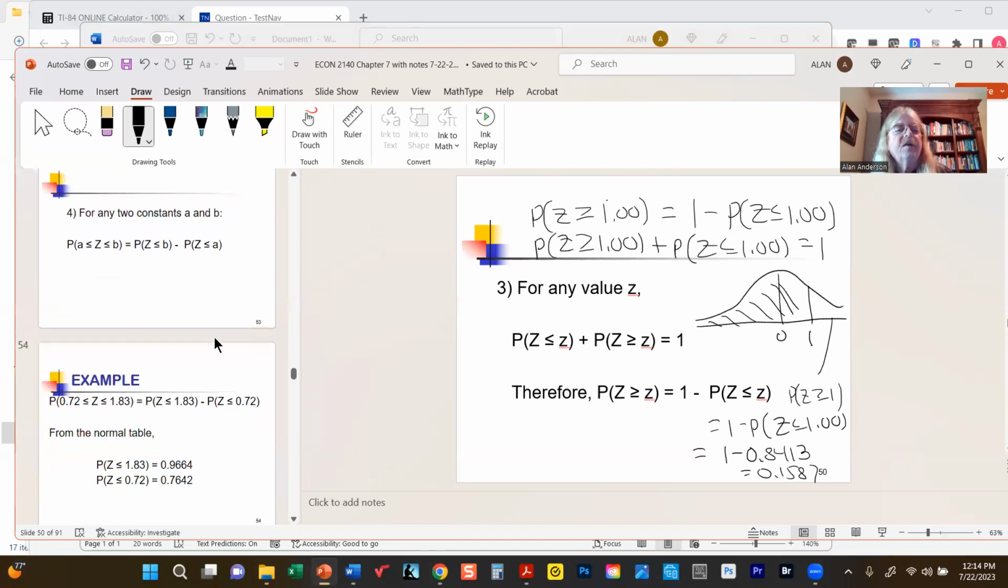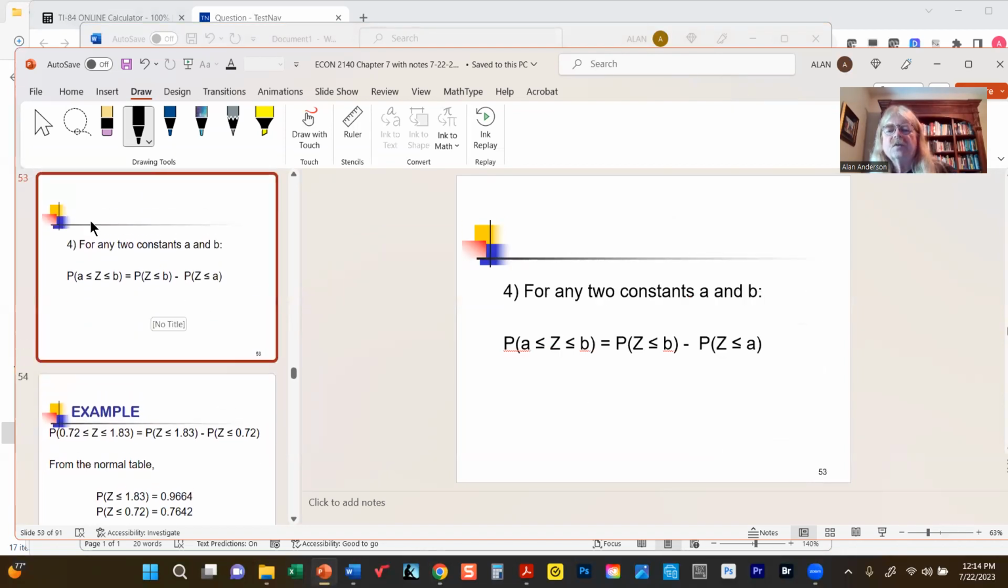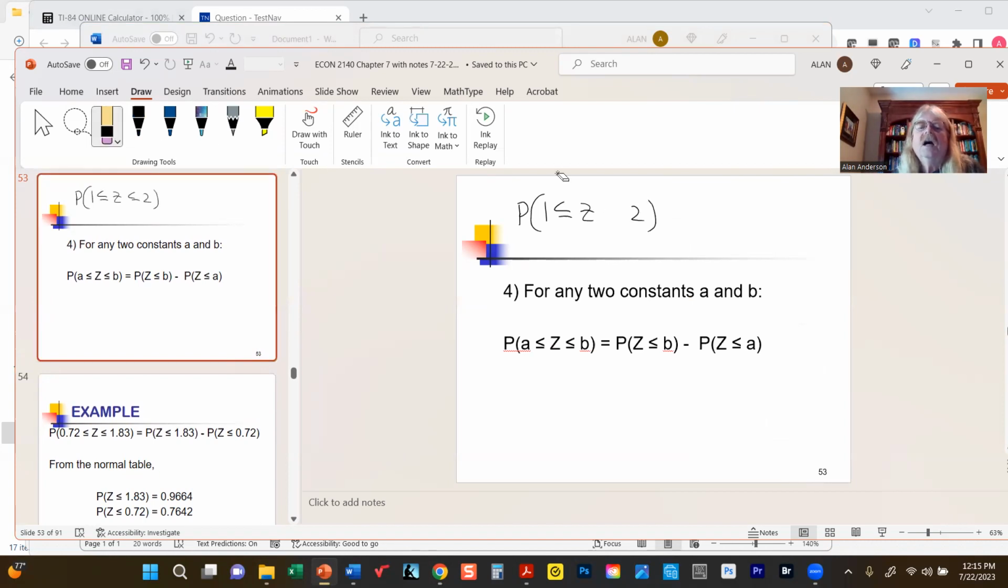And then if we find that the probability falls between two different constants, for example, something like this, again, this is not on the tables, but you can work around that algebraically by rewriting it like this.